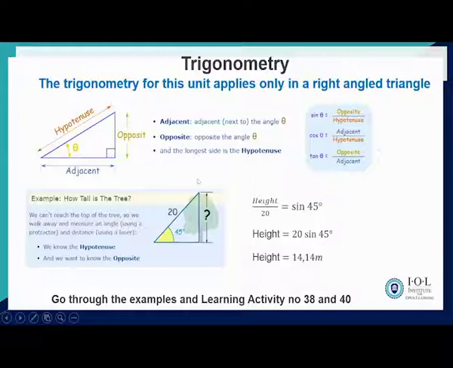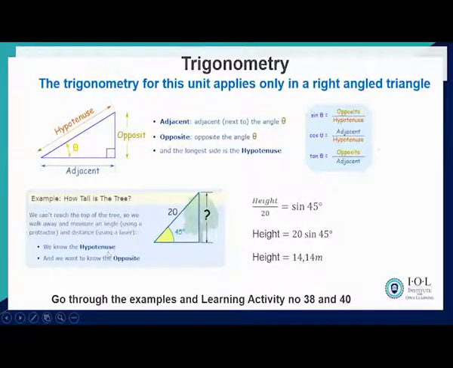So, for example, here we have a practical, or just a normal abstract, triangle. How tall is the tree? We can't reach the top of the tree, so we walk away and measure an angle using a protractor, and the distance using a laser. Okay, that's a really practical example.